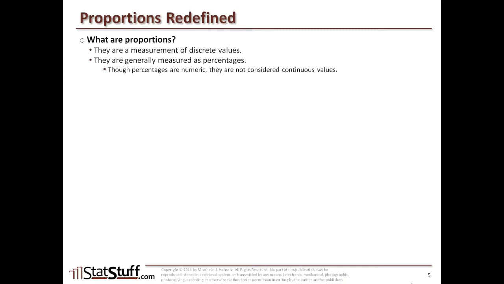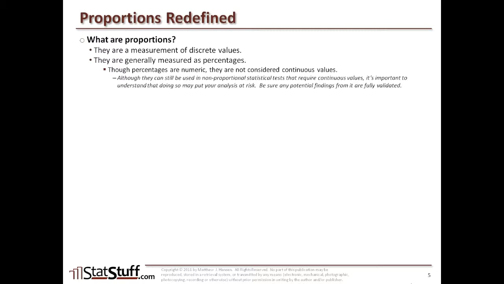Proportions are measurements using discrete values, and they're generally going to be represented as a percentage. So even though they are percentages and percentages are numeric, they're not to be confused with continuous values. So just be careful. There could be some risks if you're using percentages or measures of proportion for some tests that are really designed to be used only for continuous values. So just be aware of that risk.